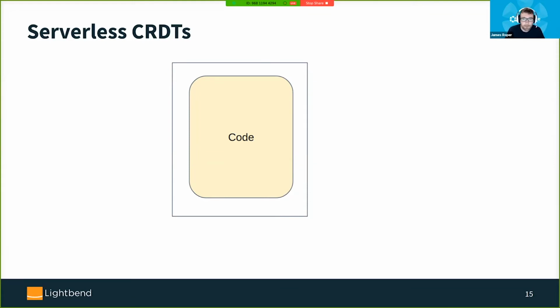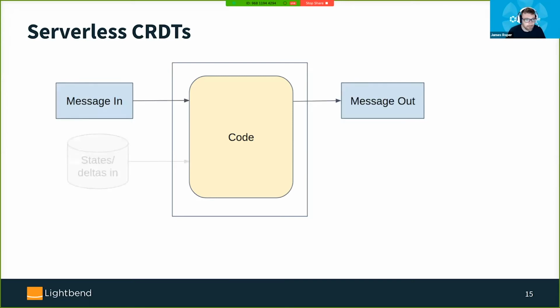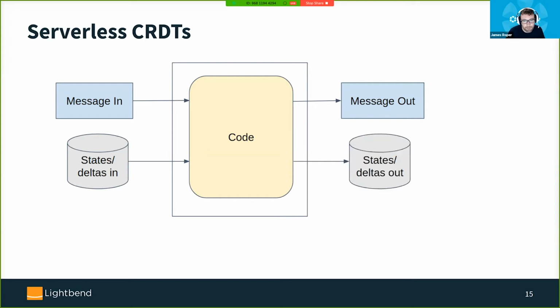So for these, you've got a message in and a message out, and as things get updated, you can have the state or the deltas of your entities passed in to be merged into your current state, and the states and deltas out. And the platform handles how all those states and deltas are replicated between all the nodes of your function that are running.